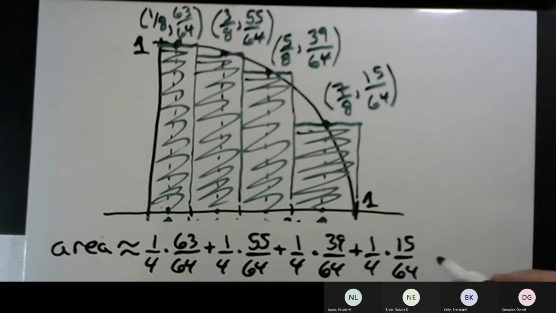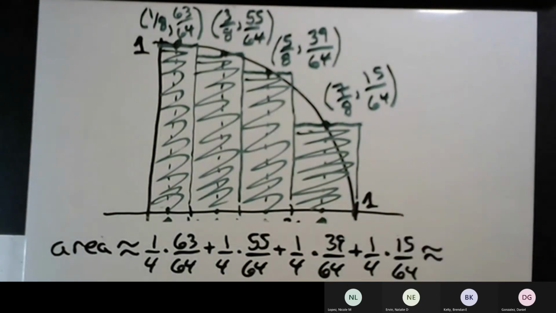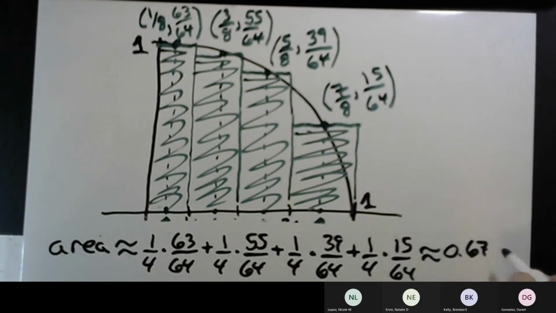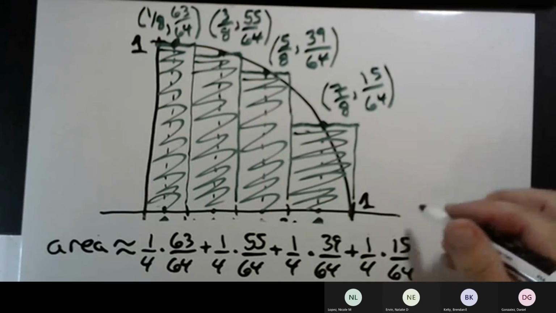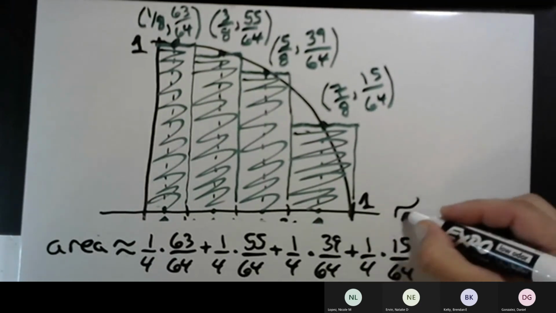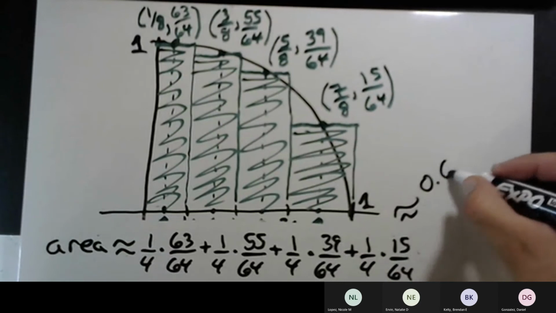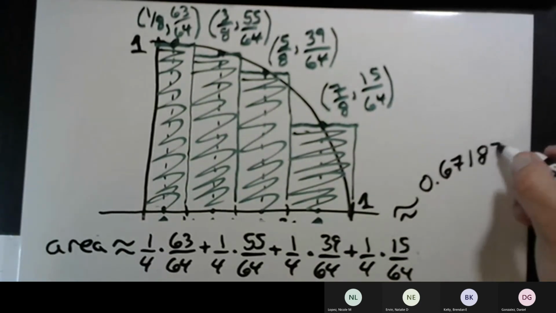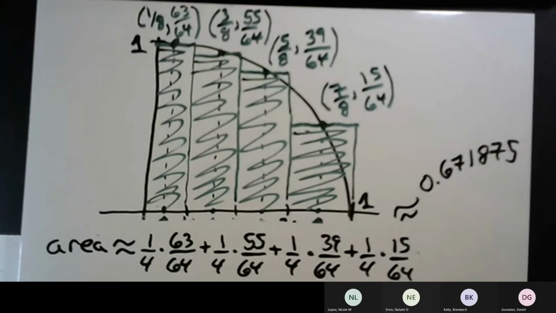15 over 64. And that is approximately, now check this out, 0.67. Here, I'll give you a little more room. This is approximately 0.671875. So this method actually got us really, really close, which was really cool.